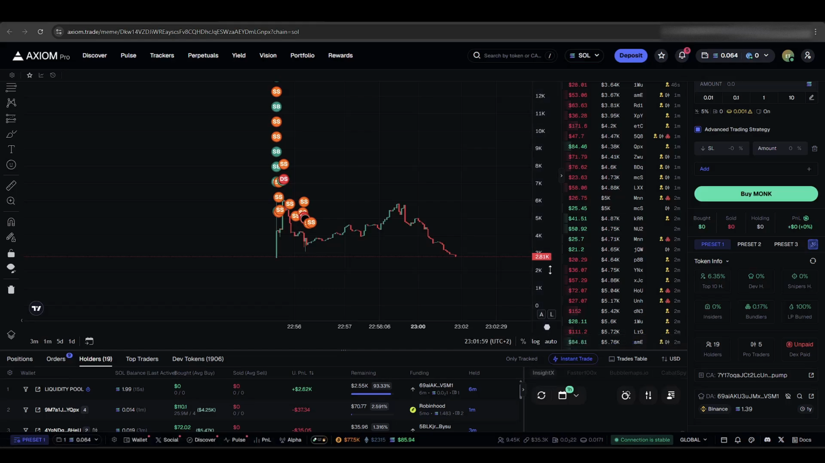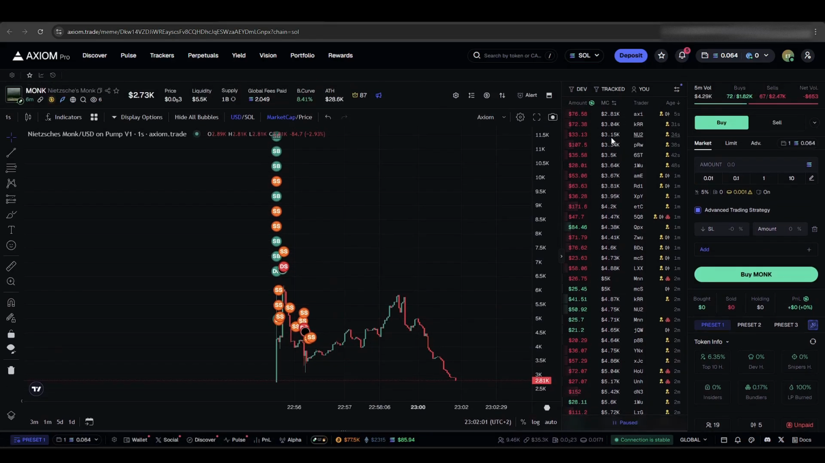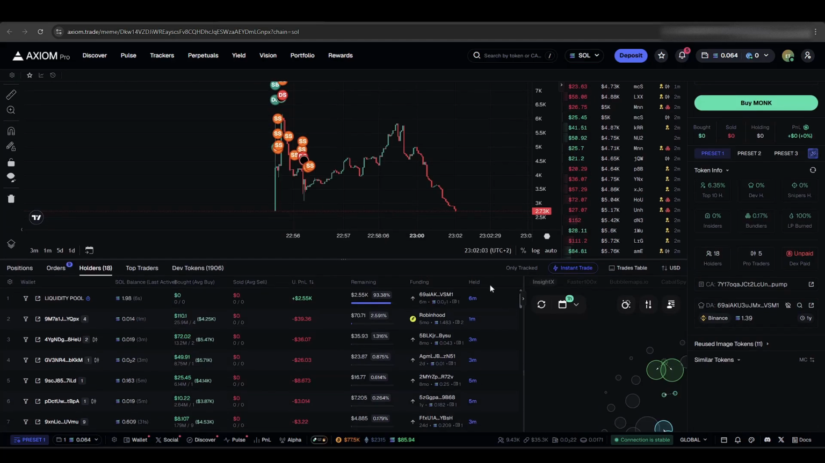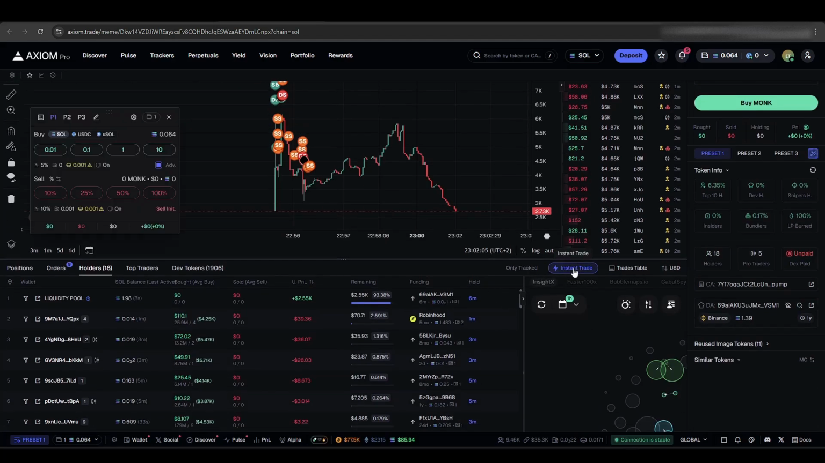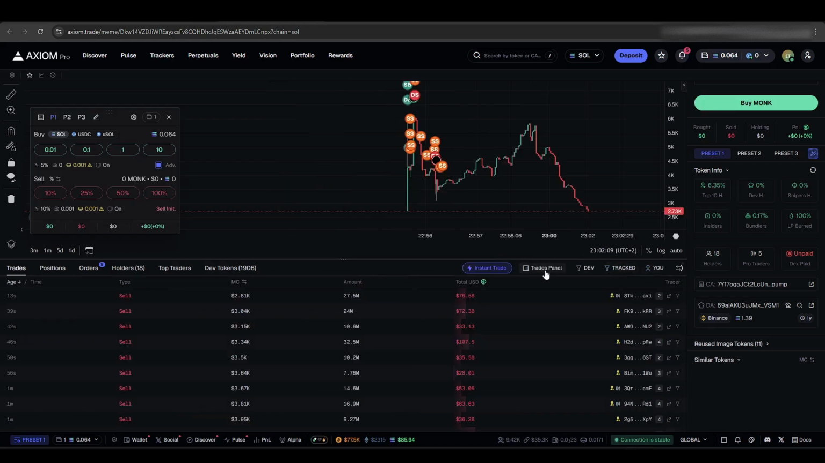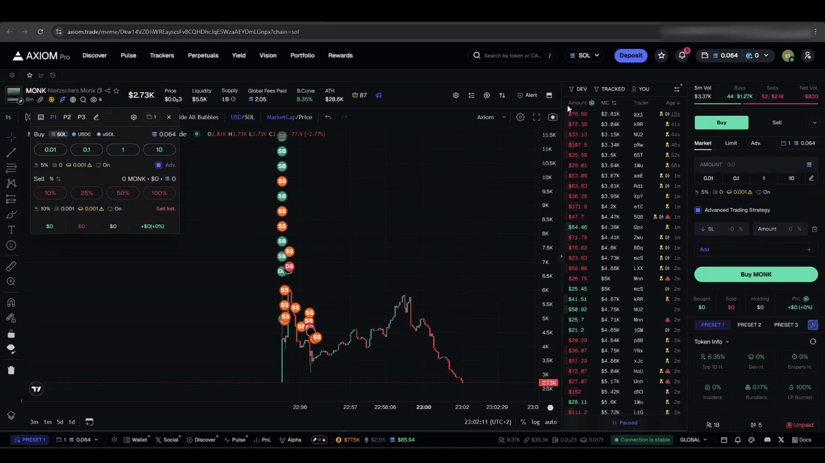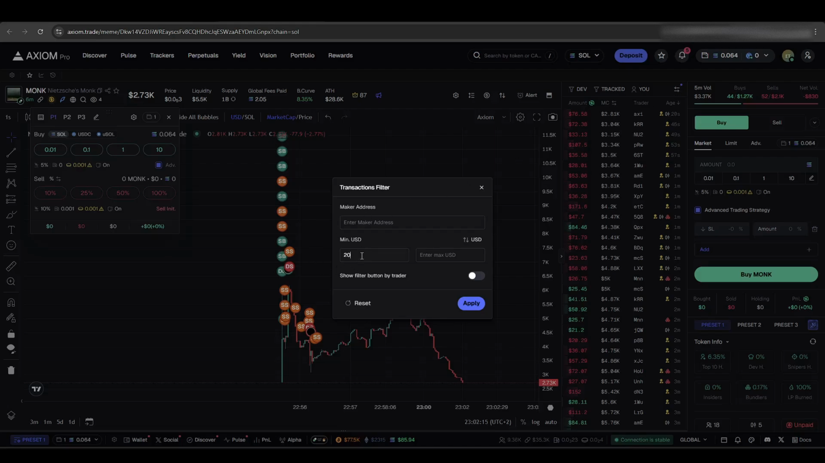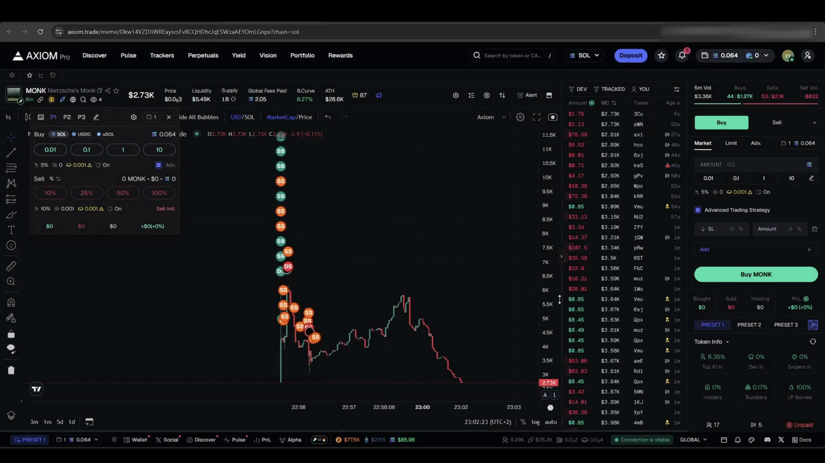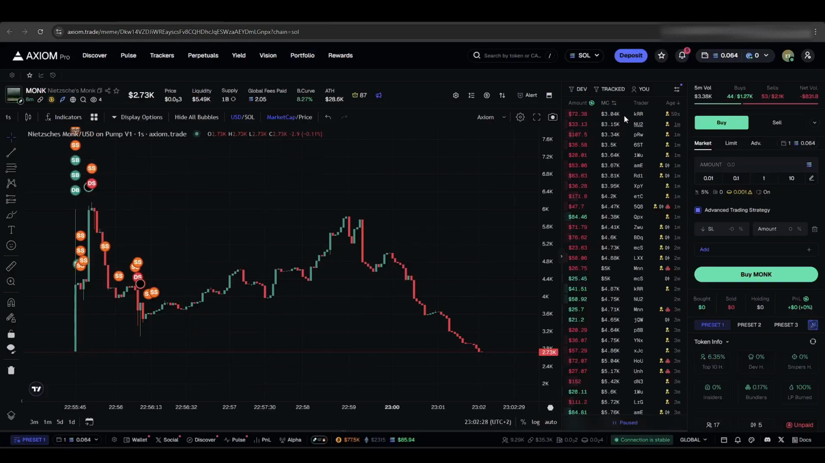Now another interesting sign is to look at the recent sales. If you don't have this window right here, you can get it with this one, trade table, trade panel. So this shows you basically the recent trades. I also set a filter here, a minimum of $20. So you only see all the sells and buys if they're above $20. Now, if I remove this one, you will see in a second. Now we have more action. Let's see over here.